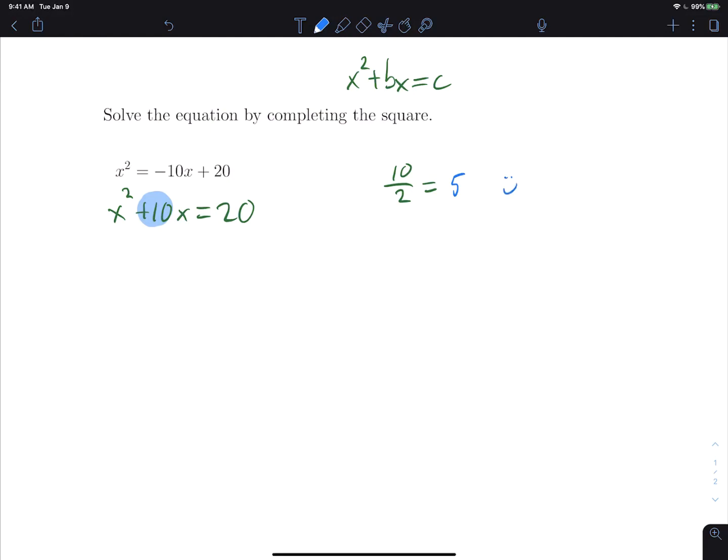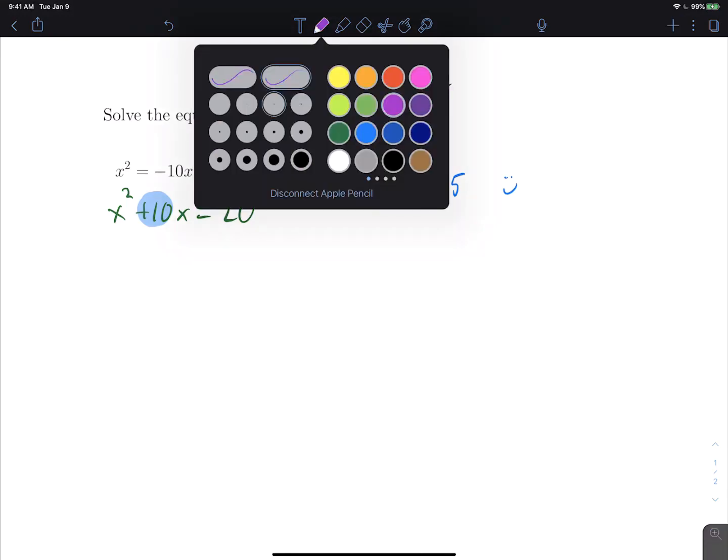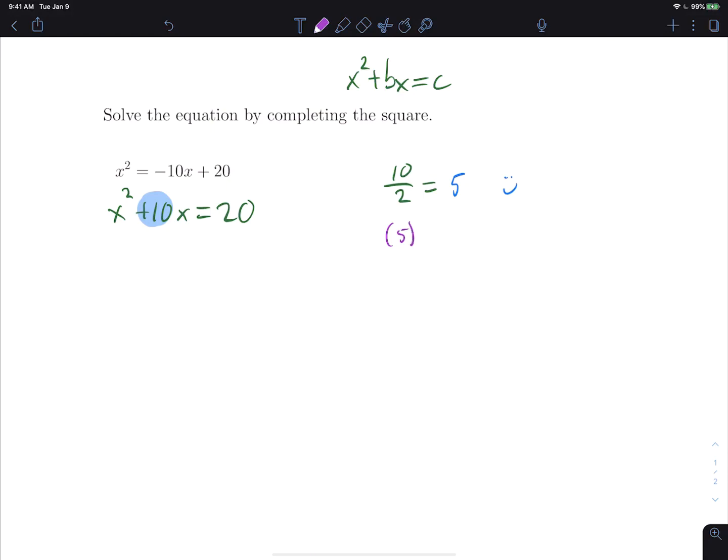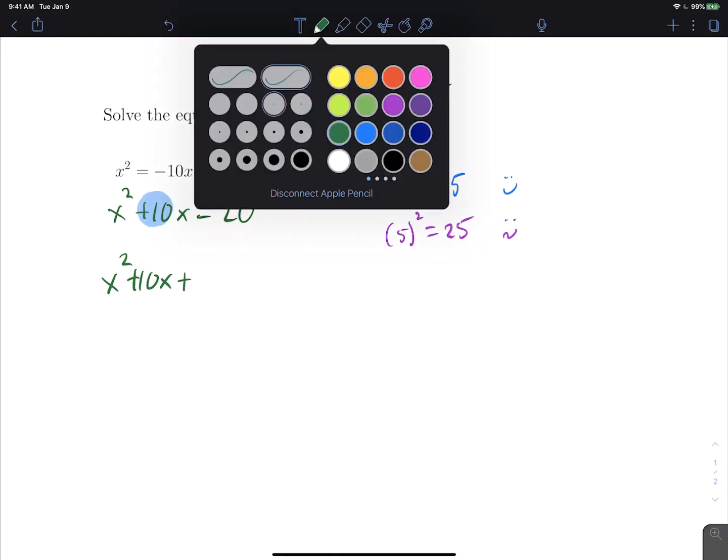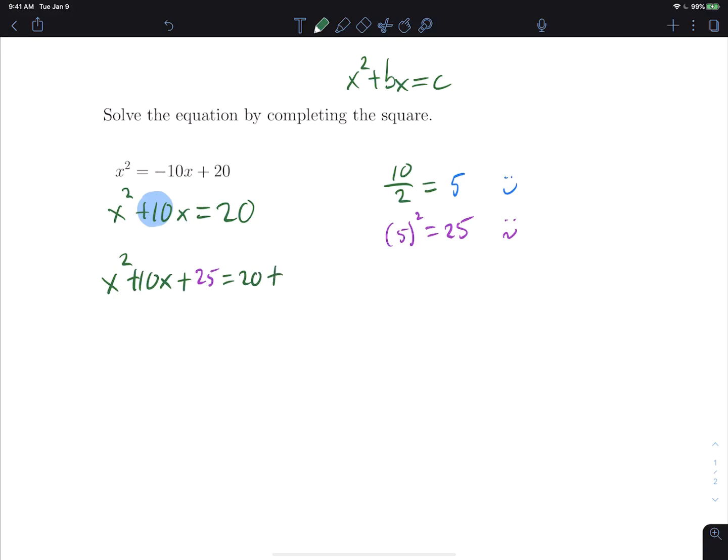And that was the label for the smiley face that we had originally. So the next step is to square that answer. So we're going to square 5, and that's going to give us 25. And that was that squiggly face. So we're going to take this squiggly face, the 25, and add it to both sides of this equation. That's going to give me x squared plus 10x plus 25 is equal to 20 plus 25.